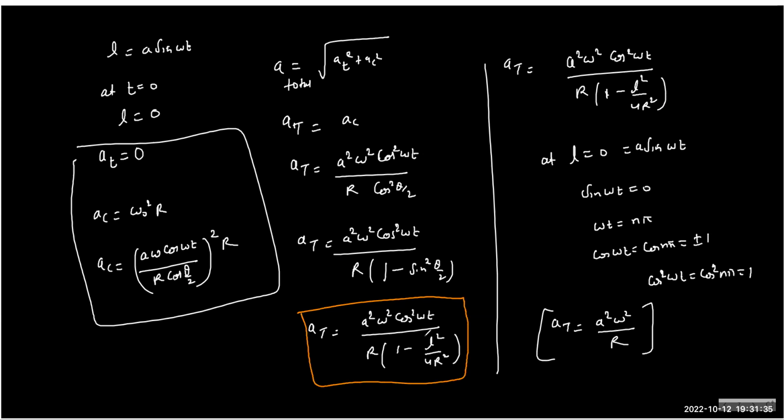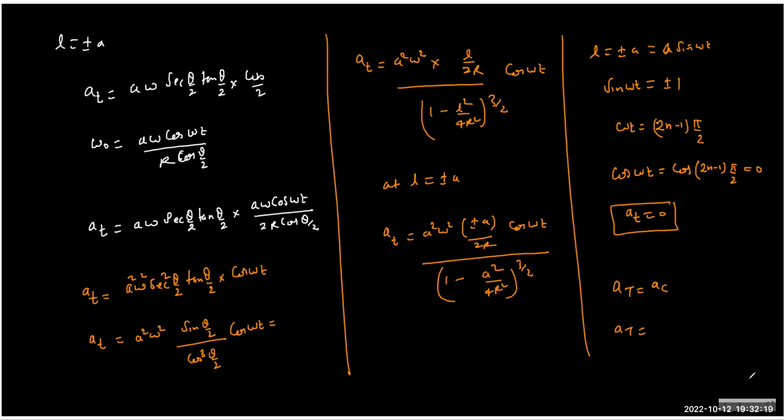And omega t a multiple of pi by 2. Just check the answer. Is it 0? A omega square. There's so many confusions. L equals to A sine omega t.